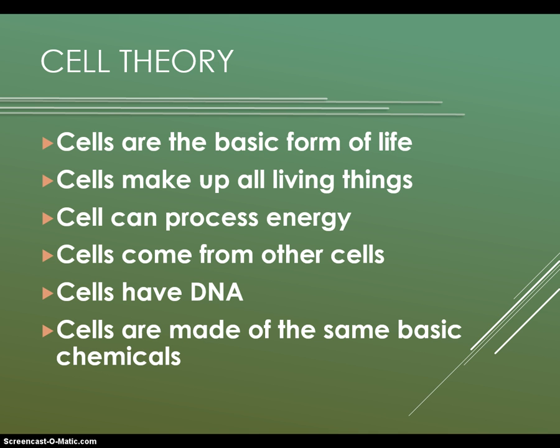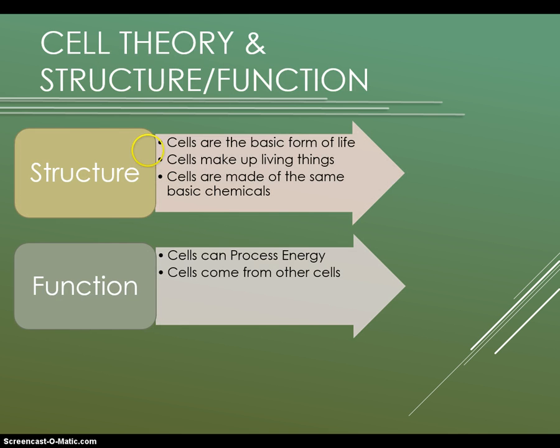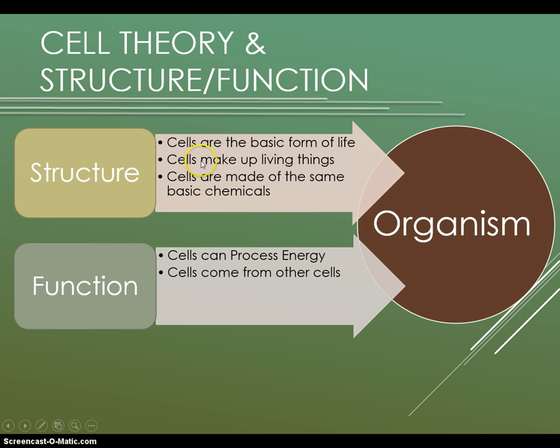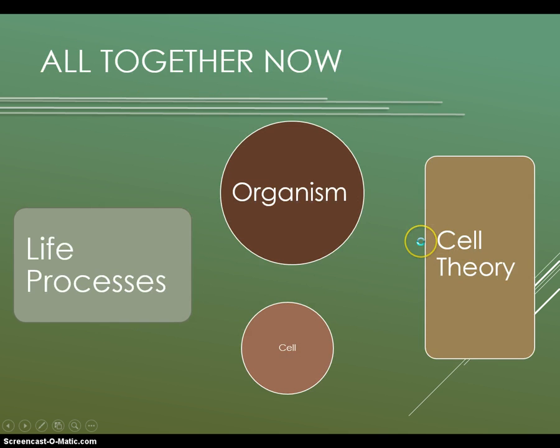So here we go. Let's tie cell theory back to our idea of structure and function. So these parts of cell theory are structure. These parts of cell theory are function. So here's the tie-in. If a cell can do these things and an organism is made out of cells, then we have to assume that an organism can do these things too.